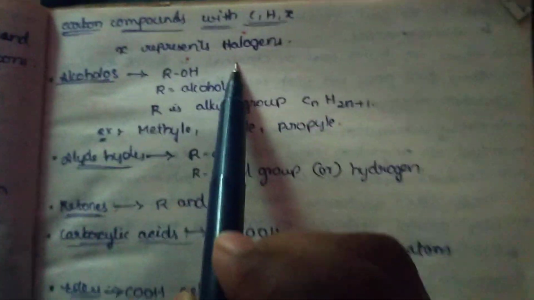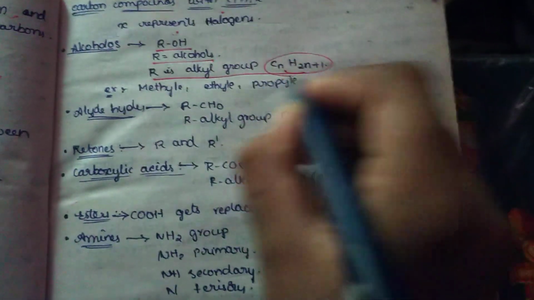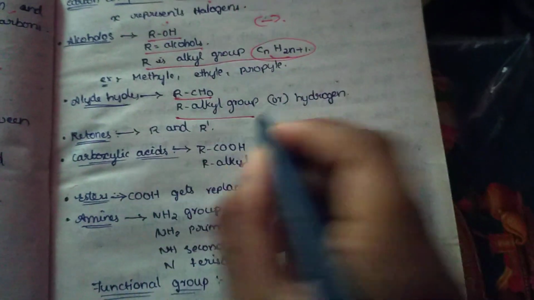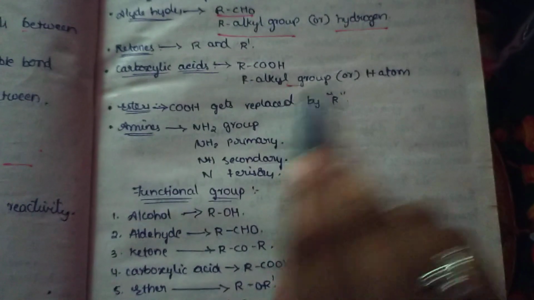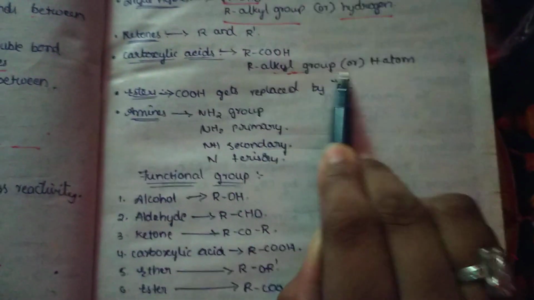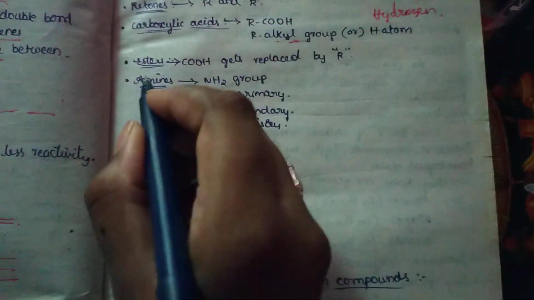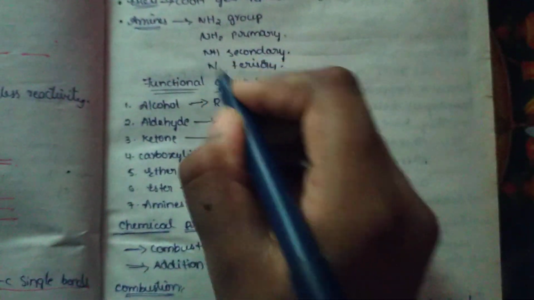X represents the halogens. See alcohols. Before, I have discussed the functional groups, right? So ROH are alcohols. R is an alkyl group. It will form single bonds. So see here, this is the formula. Alkyl group or hydrogen. R1 carboxyl, same. RCOOH, R is an alkyl group or H atom, which means hydrogen. The COOH gets replaced by R. Amines have the NH2 group: NH2 primary, NH secondary and tertiary.